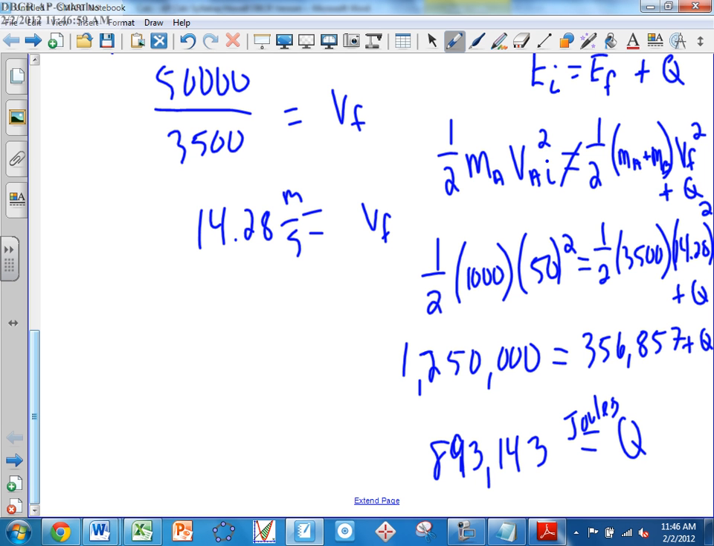Okay, so let's think about this for a quick second. In the beginning of the problem, we had almost 1 million joules of energy. We had 1.25 million joules of energy. In the end of the problem, we only had 300,000 joules of energy. So we lost about 900,000 joules of energy there.